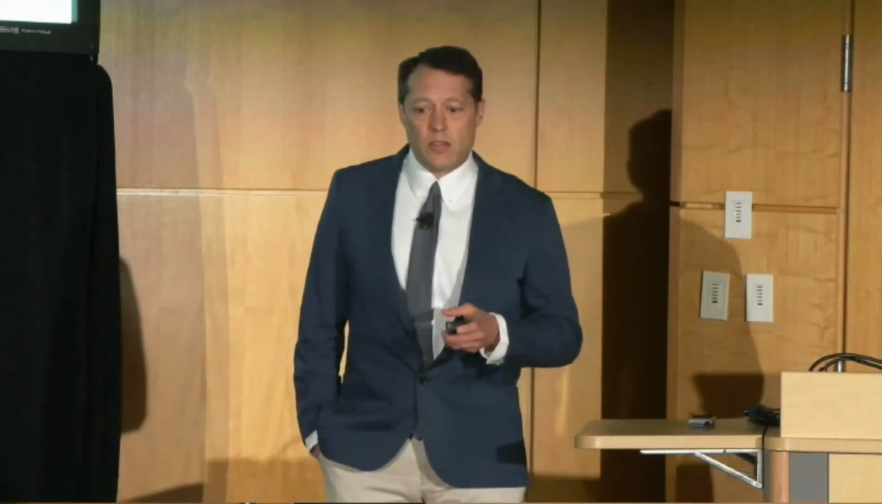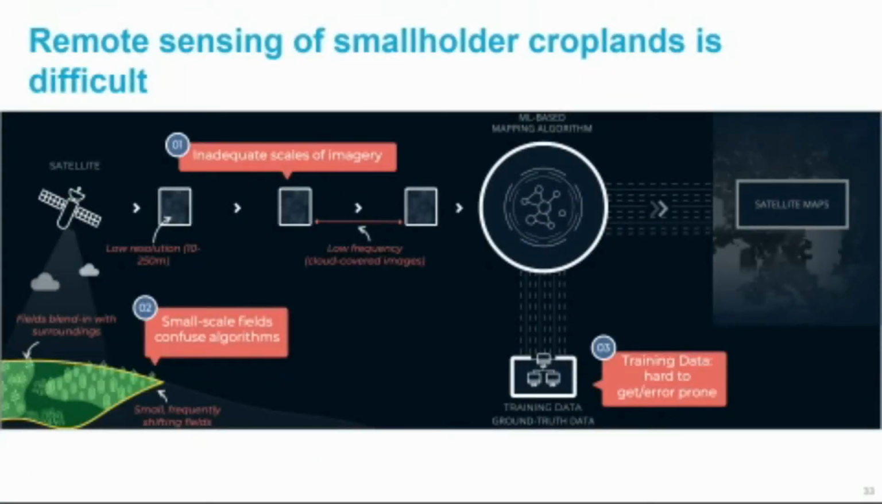So that presents a problem because in this region, most of the farming is still practiced by smallholders. And remote sensing of smallholder agriculture is particularly difficult for a variety of reasons. For one, the types of imagery we typically use do not have the detail or the frequency of collection to reliably detect the small, frequently shifting fields that are common in these systems. And then the characteristics of those fields themselves, which tend to blend in with their surrounding vegetation, confuse the machine learning algorithms that we use to convert imagery into maps.